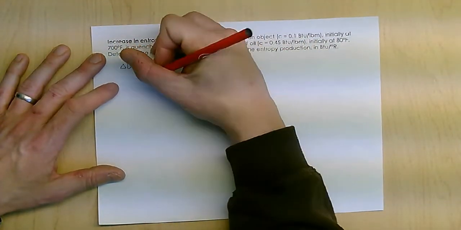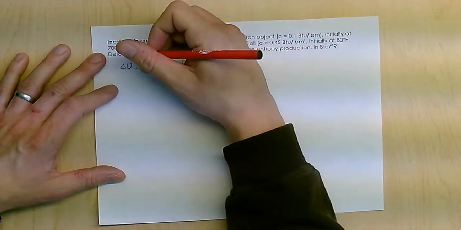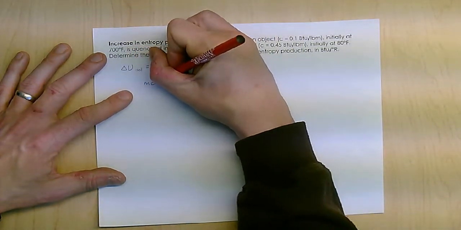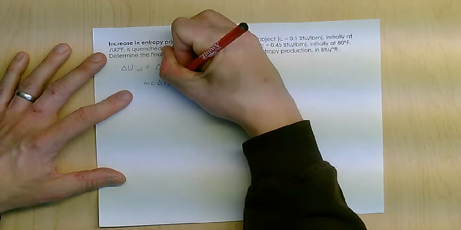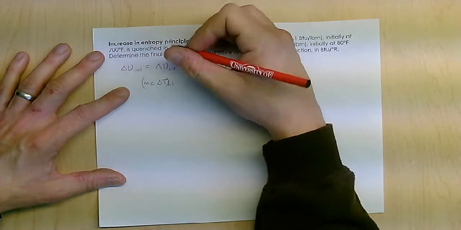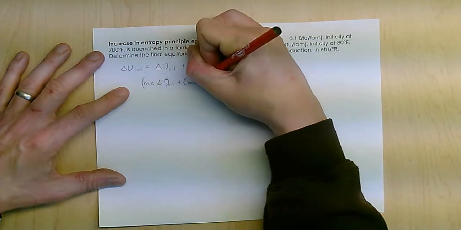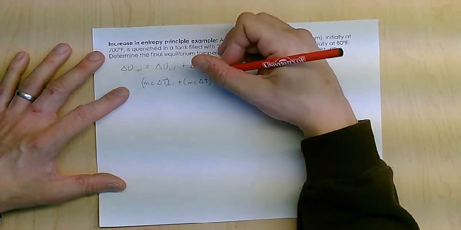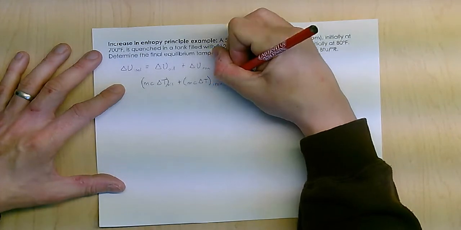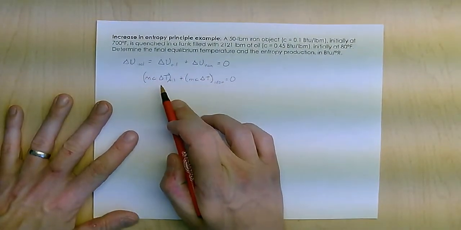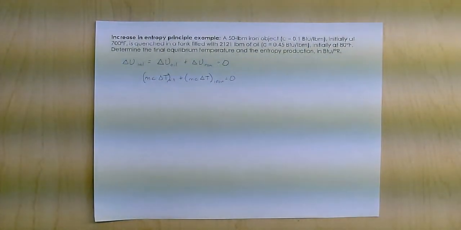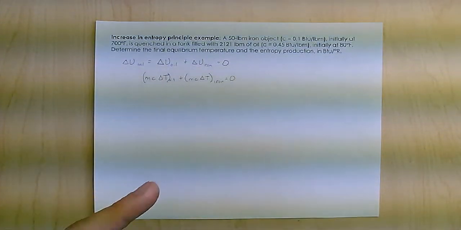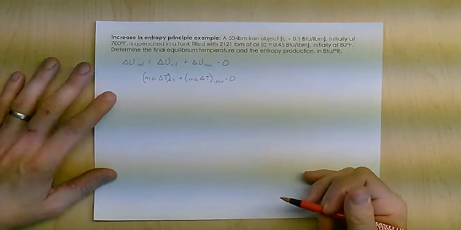So really what this boils down to is the mass times C times delta T of the oil plus the mass times C times delta T of the iron equals zero. And again, I use this because these are incompressible substances. We've got a liquid and a solid. We don't have tables for them, so we're going to use specific heat in order to calculate this.